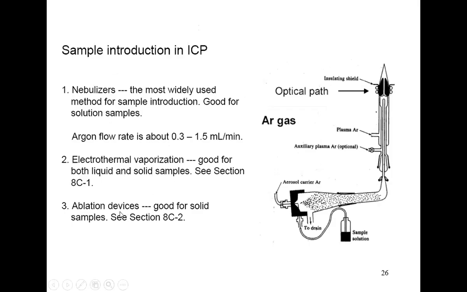And then there are ablation devices as well. This is good for solid samples. You put a solid and you flow in. On the surface of it, you get either a laser or a sharp flow, and from the surface you can get the atoms. That's ablation. So there are other methods that you can use to introduce your samples into the argon.